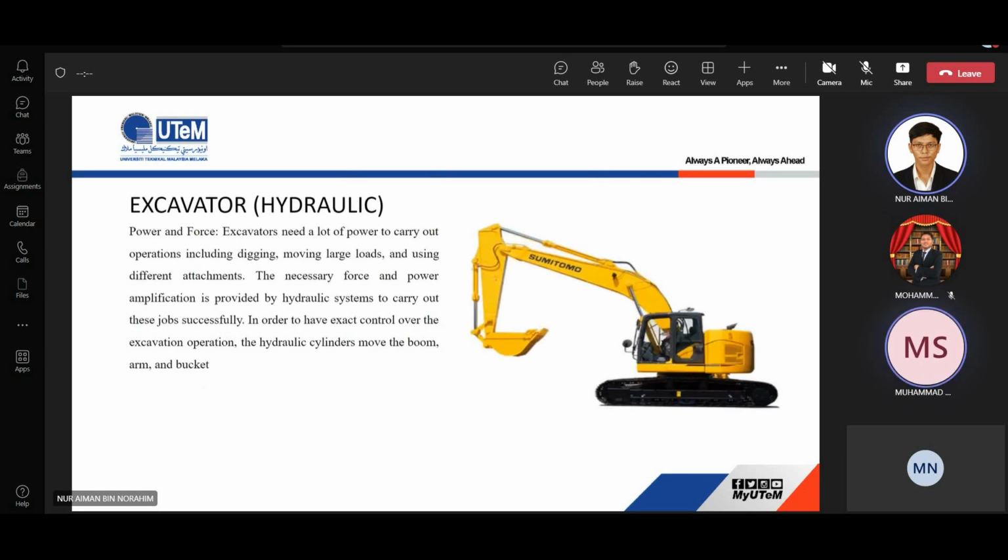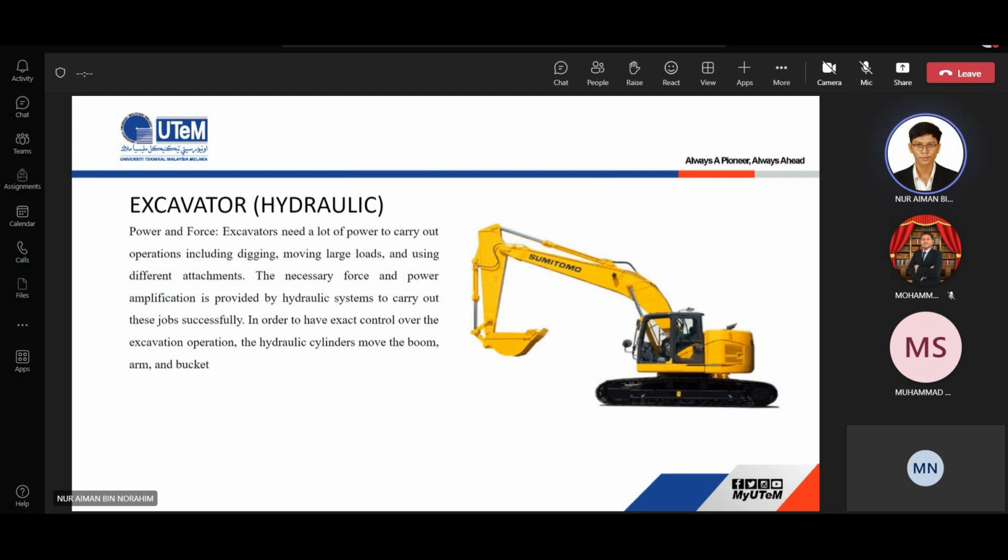The excavator hydraulic power and force. Excavators need a lot of power to carry out operations including digging, moving large loads, and using different attachments. The necessary force and power amplification is provided by the hydraulic system to carry out these jobs successfully.